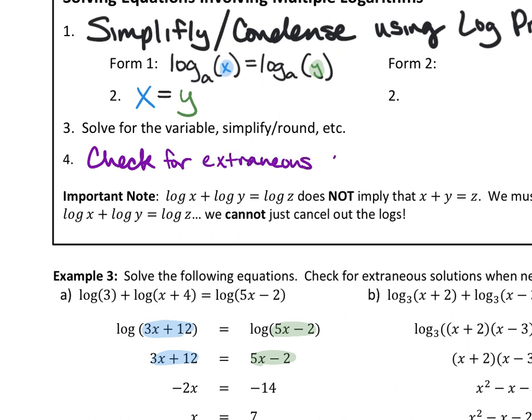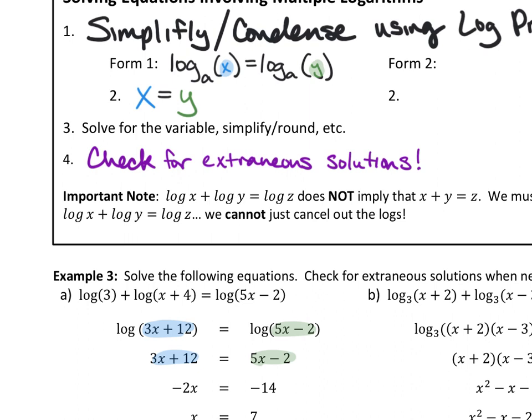Extraneous looks like the word extra on purpose. It is an extra solution that doesn't actually abide by the original rules of the logarithm. So we take the solutions we get and we plug them back into both arguments to determine that that would make the argument greater than 0. Because remember, a logarithm cannot be less than 0 or equal to 0. So it has to be greater than 0.